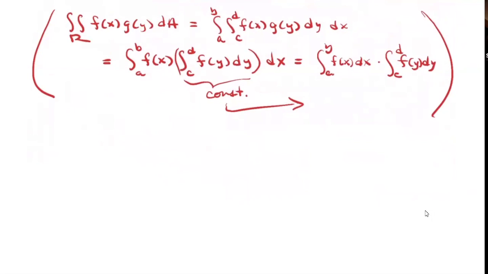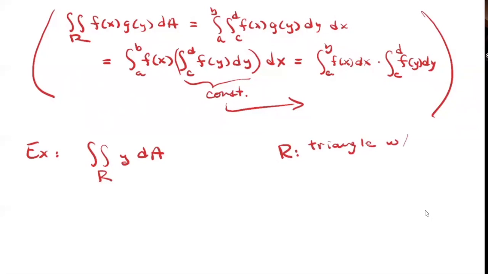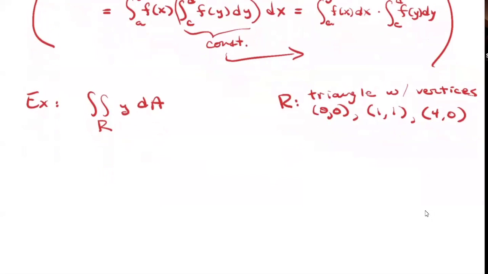Okay, so this one is a double integral over R of just y dA, where R is a triangle. It's the interior of the triangle, but I'll just say triangle with vertices (0, 0), (1, 1), and (4, 0). Like that. So really quick, let's graph it.